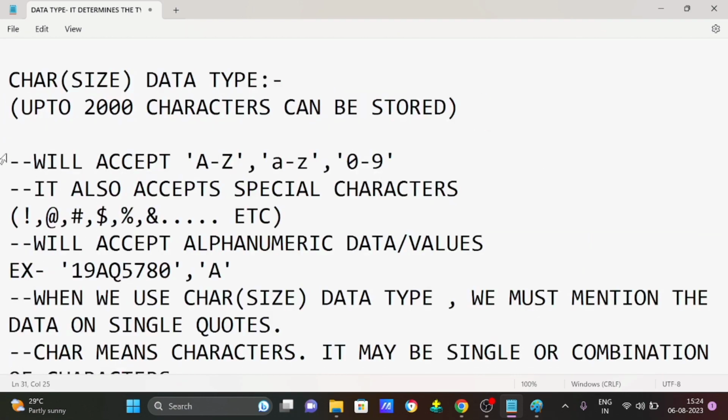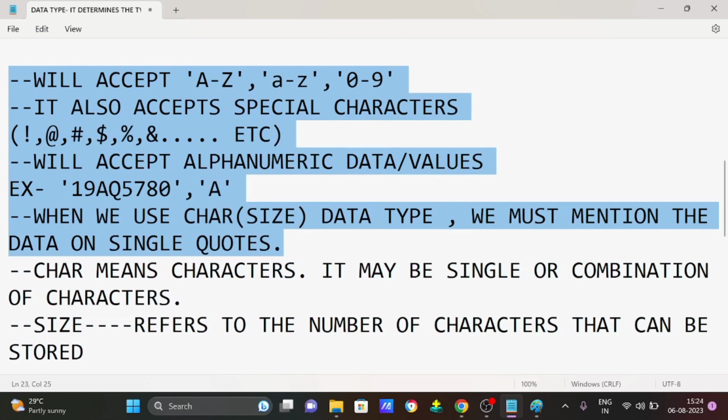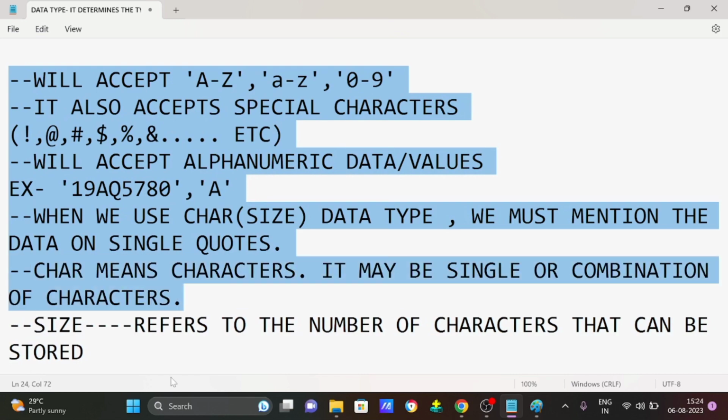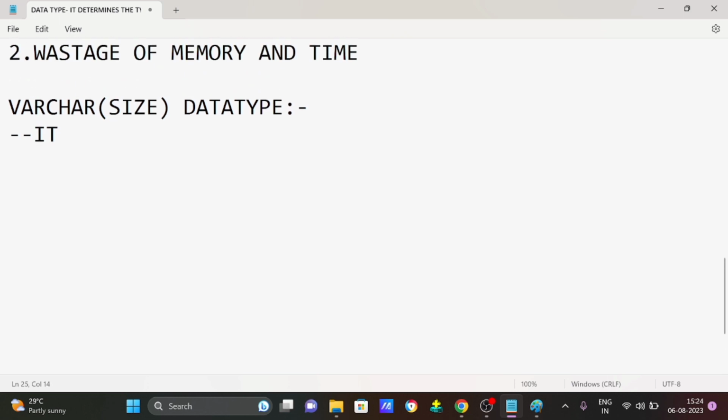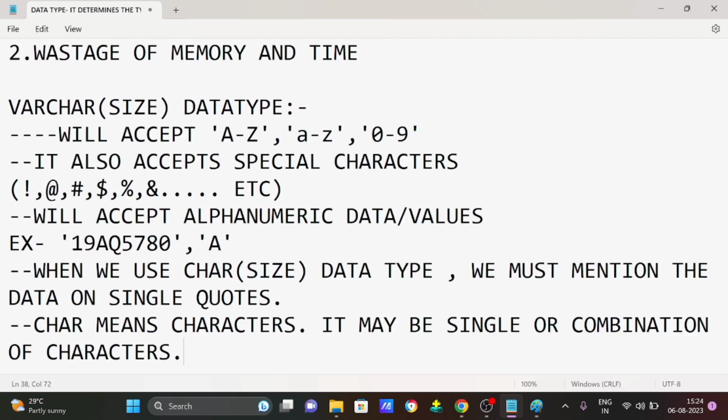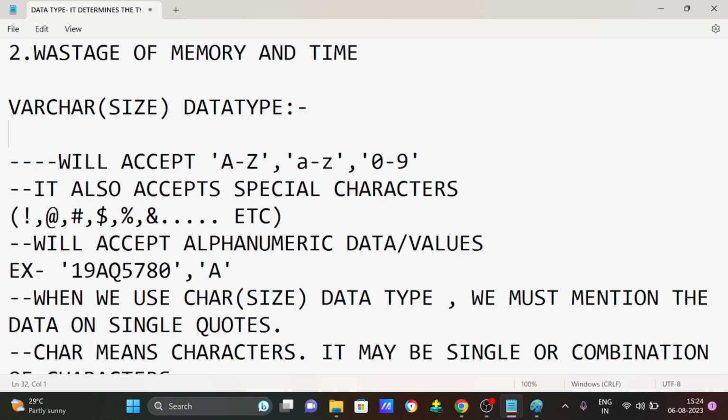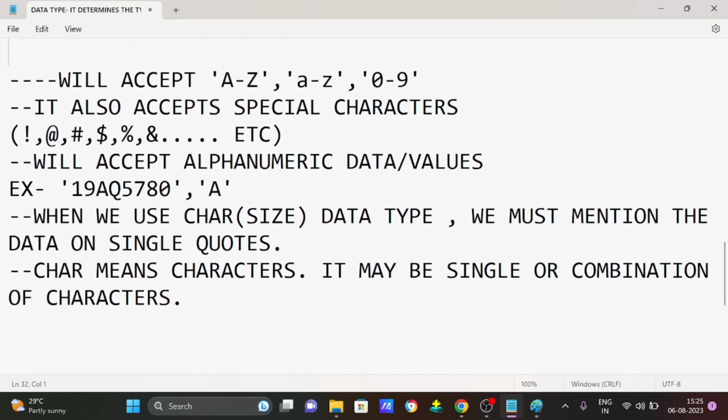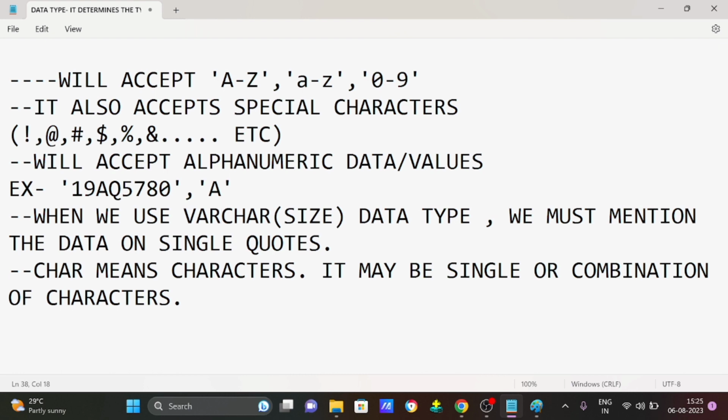So I'll just paste the same points instead of repeating them. Now see, varchar of size data type will accept A to Z, uppercase and lowercase, and 0 to 9 digits. It will accept special characters, and it accepts alphanumeric data or values. And when we use varchar of size data type, we must mention the data in single quotes, just like char of size data type. Next, char means character.